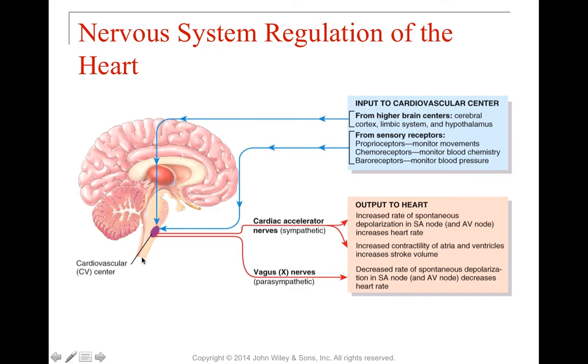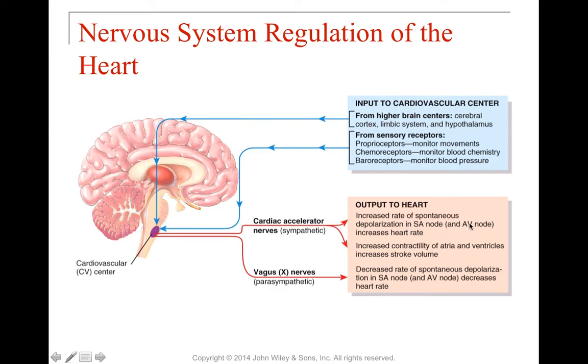Now, from the cardiovascular center, we took information in from the brain and from your proprioceptors, right? And then also, we're going to have information going out. That's going to go two different ways. As I mentioned, almost everything involving the heart is going to be upregulated by sympathetic and downregulated by parasympathetic. So we have cardiac accelerator nerves that are part of the sympathetic section, and these are going to increase the rate of heart contraction by increasing the spontaneous depolarization in the SA node, and hence that is going to carry over to the AV node.